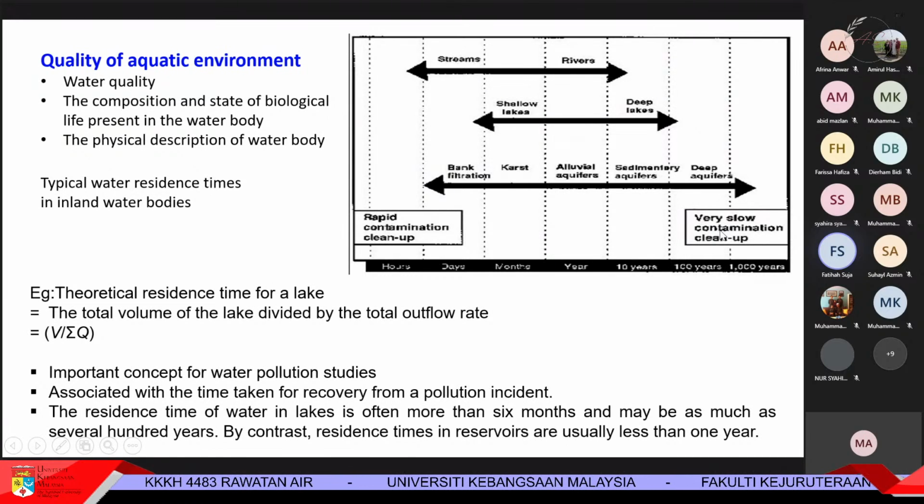Because what is residence time? What is residence time? Any of you can answer what is residence time? Hydraulic residence time. Any students?